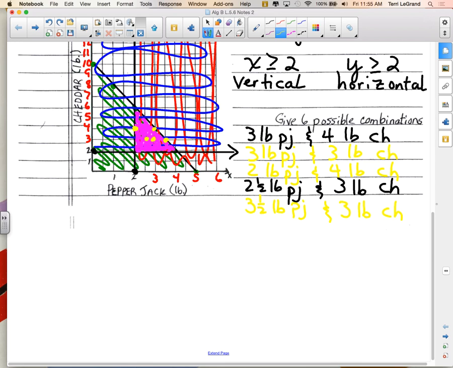Pepper jack cheese is $4 a pound. What's 4 times 3? 12. What's 4 times a half? 2. So she's going to spend how much money on pepper jack? $14. Cheddar is $2 a pound. 3 times 2? 6. 6 plus 14. 20. She wants to spend no more than $20. Are we safe? Yeah.